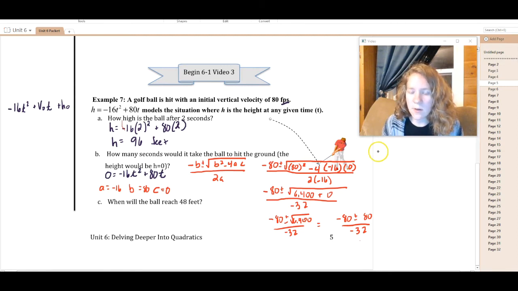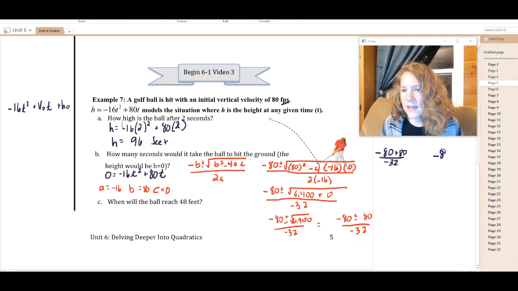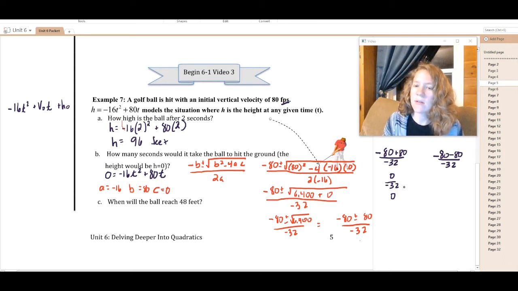So I'm going to come up here so I have plenty of room and go negative 80 plus 80 over negative 32. Make sure you keep that fraction over the entire thing. And I also have negative 80 minus 80 over negative 32. On this side, negative 80 plus 80 is 0 over negative 32 equals 0. Well, I know that the height of the ball is 0 at 0 seconds because that's when it's just sitting on the tee before it gets hit. So I expected that 0. That's good. This one should be the actual answer to my problem.